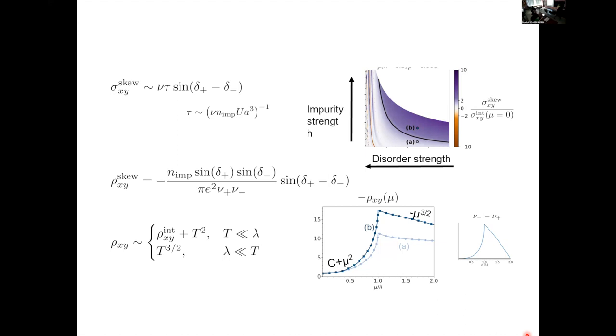Okay, so with this, I finish the first part of my talk, and I'm now going to discuss an additional set of effects which has to do with electron-electron interaction in the problem. If you have questions about the first part, that's the time to ask.